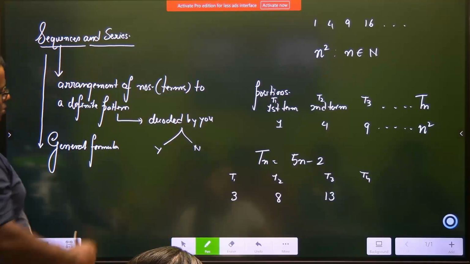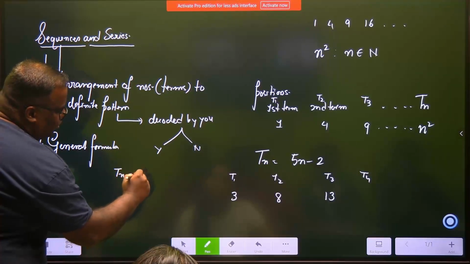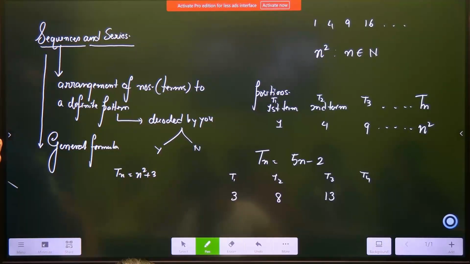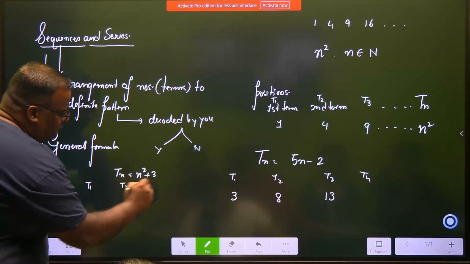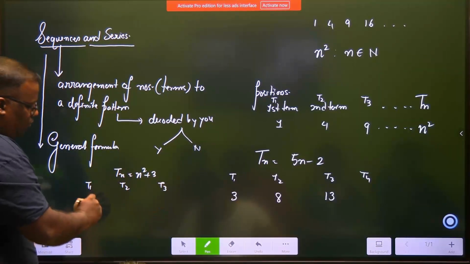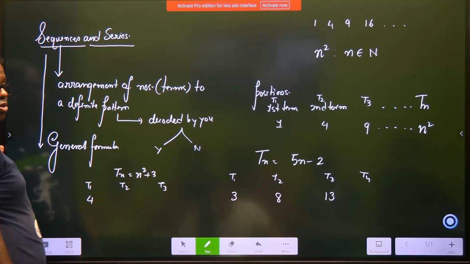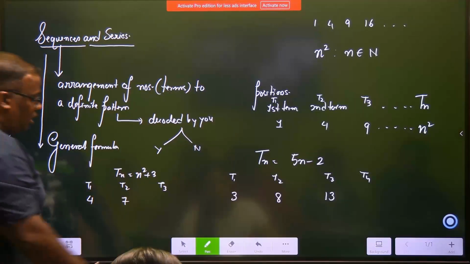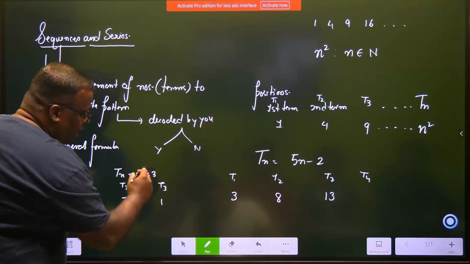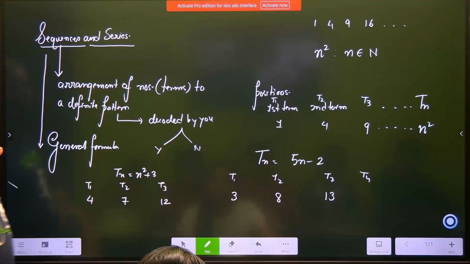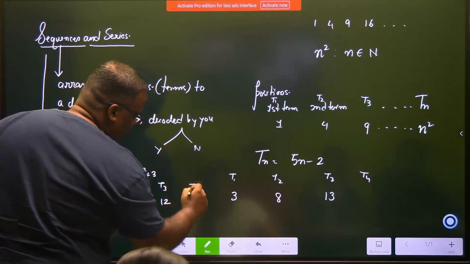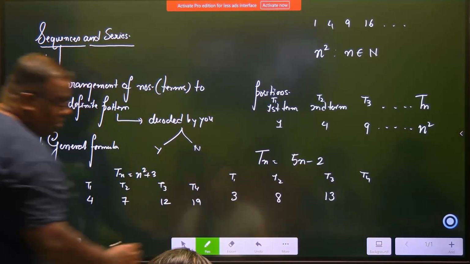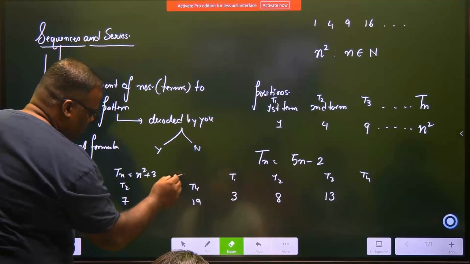Now let's make it a little bit more complicated. Tn is equal to n square plus 3. Let's populate first term, second term, and third term. First term will be how much, beta? 4. Second term: 2 square is 4. 4 plus 3 is 7. Third term will be how much? 3 square is 9. 9 plus 3 is 12. Now just see, and let's see the fourth term. Now what is the fourth term? 4 square is 16 plus 3, 19. Alright? Let's do some bit of ghapla.